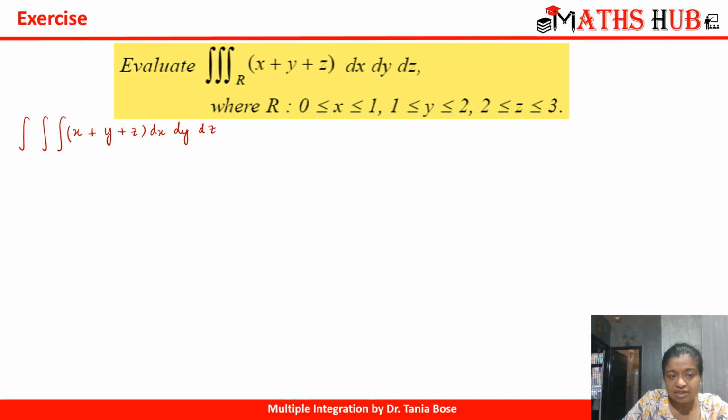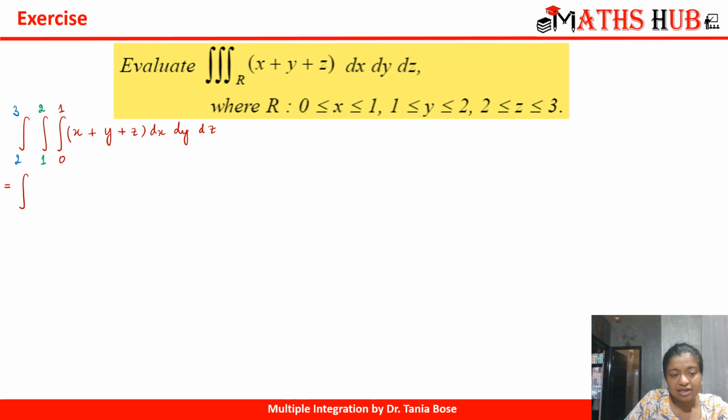So if the innermost integral is with respect to x, we will check the limits of x. It is from 0 to 1, so we will place the limits as 0 to 1. Then you can see that the next integral is with respect to y and the limits of y are from 1 to 2. So we place the limits of y from 1 to 2. And finally, the limits of z are from 2 to 3, so we place the limits of z as 2 to 3. So let us perform the inner integral. The inner integral is with respect to x, so you can see that the variables y and z are constant.